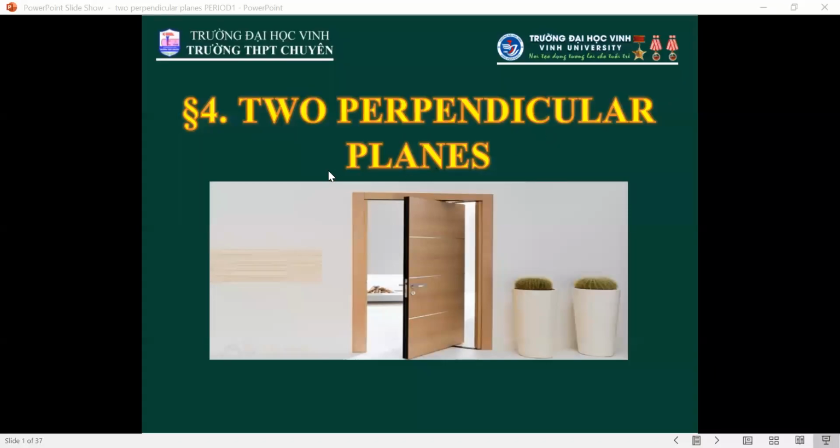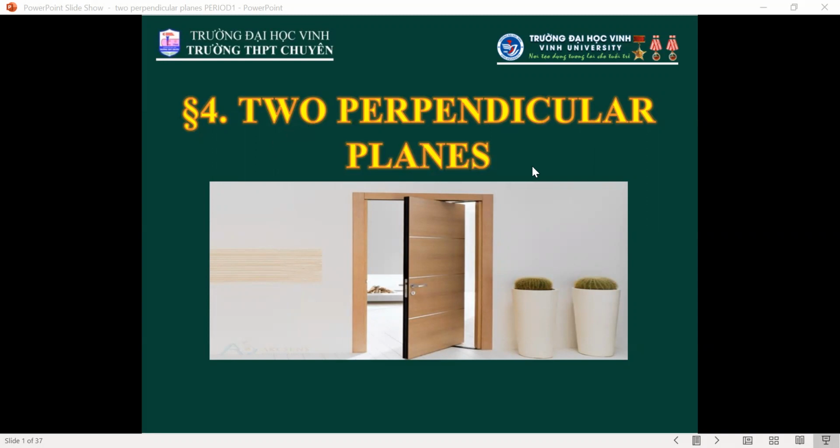Hi guys, today we will learn about the concept of perpendicular planes. In the previous lesson, we learned the concept of perpendicular lines, and a line perpendicular to a plane. In this lesson we will learn the concept of perpendicular planes.